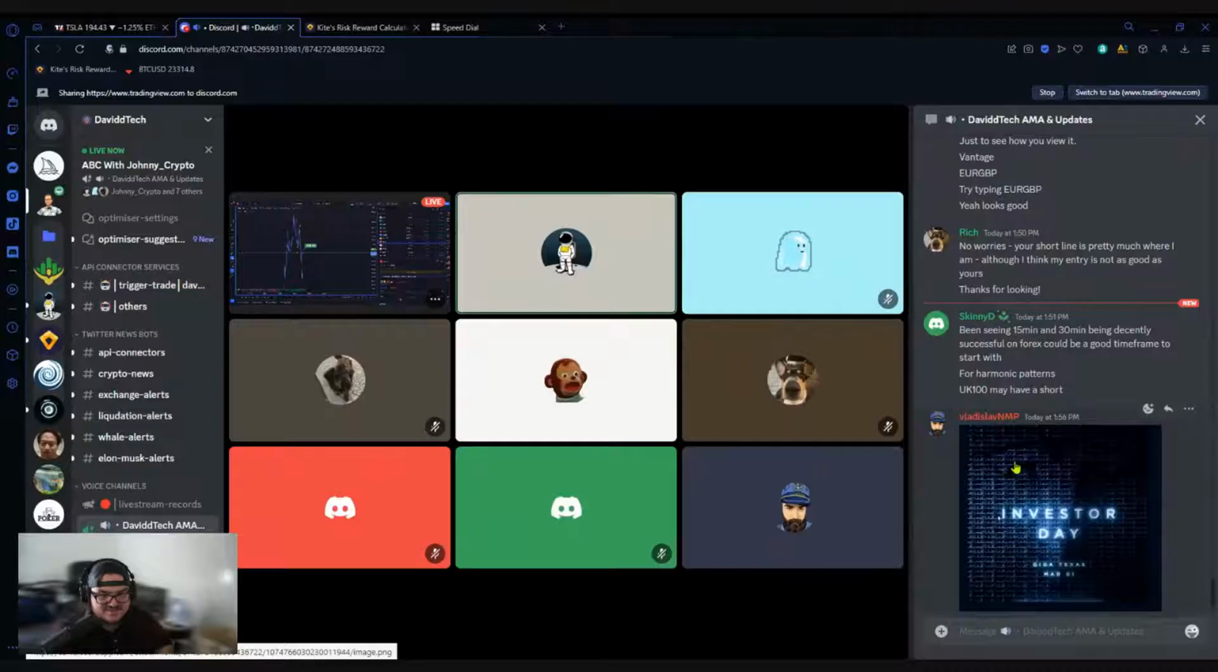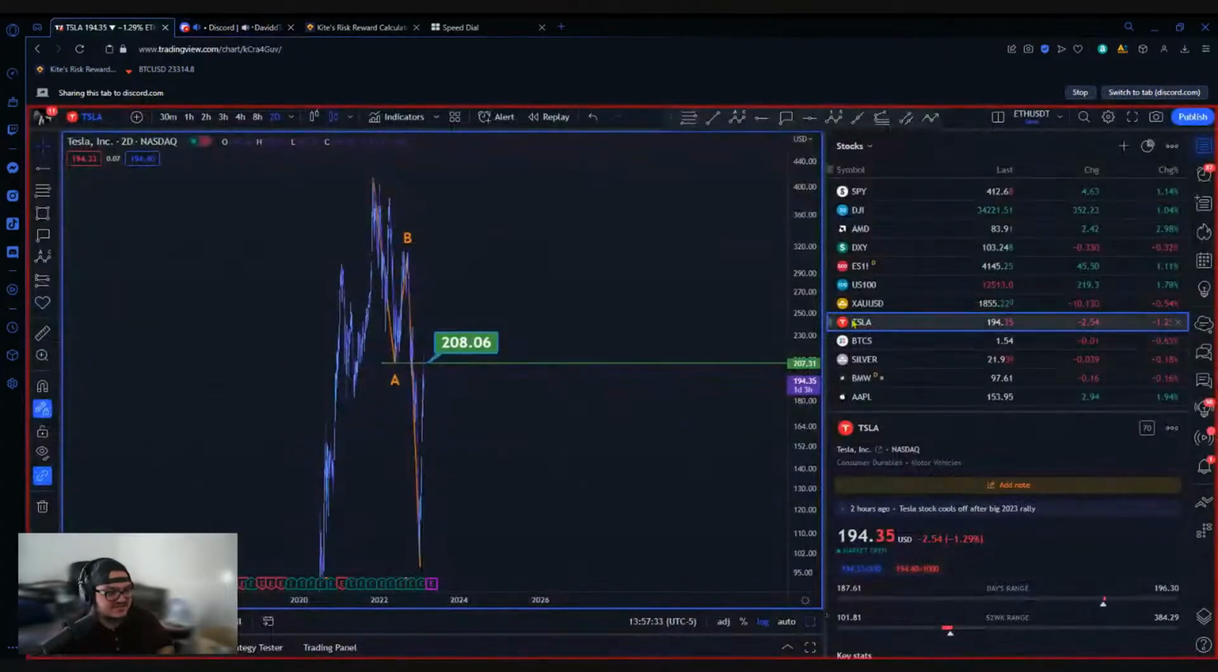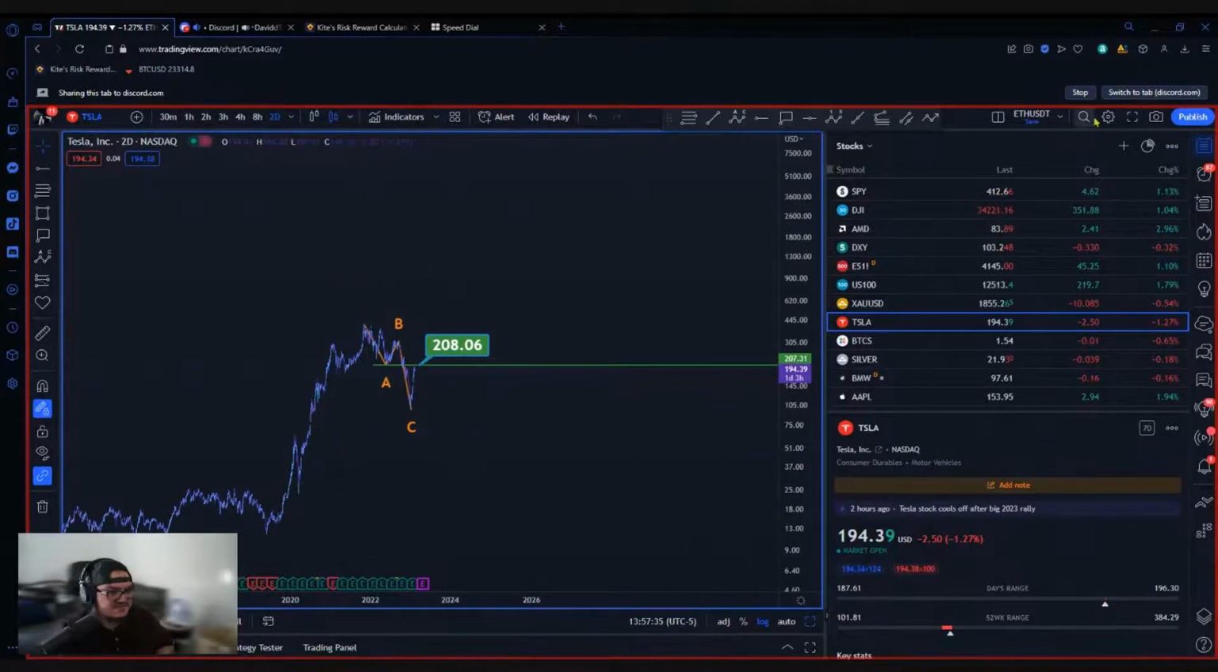All right, let's see. I've been seeing 15 and 30-minute being directly successful on Forex. Could be a good time frame to start with for harmonic patterns. UK 100 might take a short. All right, I'll take a look at that after Tesla here. So Tesla.